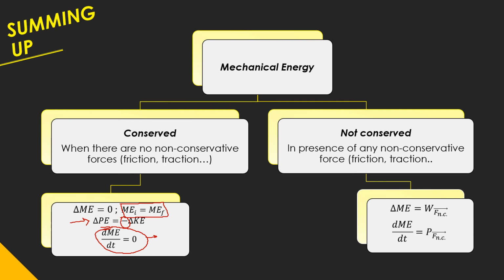On the other hand, when mechanical energy is not conserved, first, it is not conserved when we have non-conservative forces such as friction and traction. We might have some other things. If you remember in the chapter, we mentioned something about chemical energies and stuff like that. This is just a summary here. When it's not conserved, we say delta ME equals work of non-conservative forces. The derivative of mechanical energy equals the power of non-conservative force. This is not very important when you are studying this chapter.